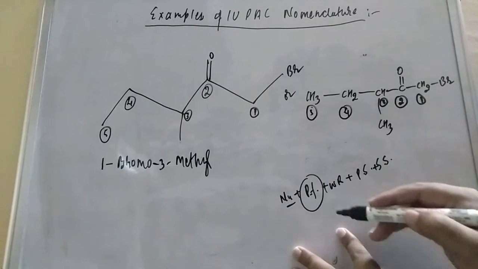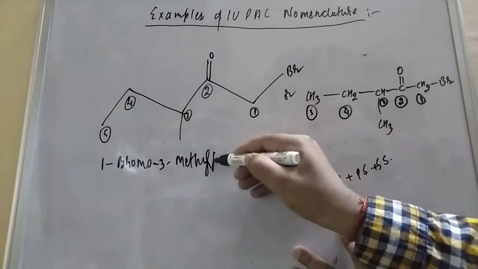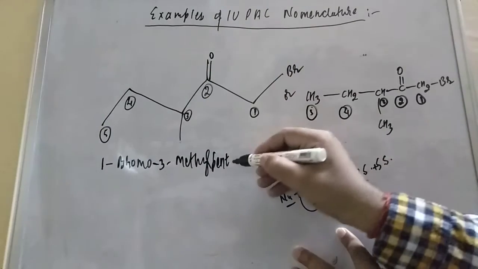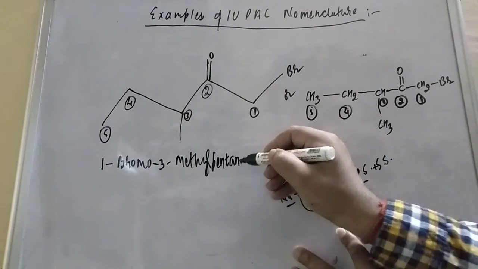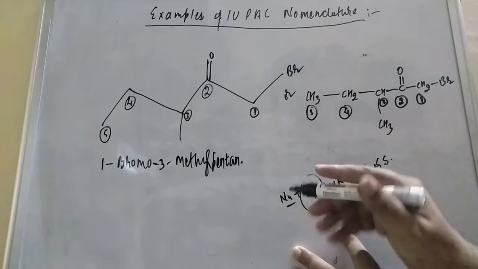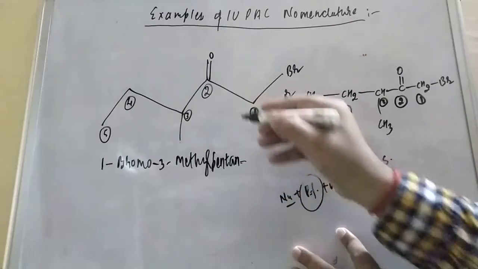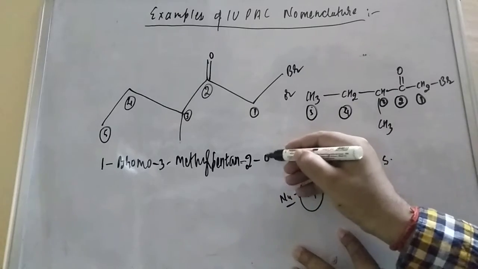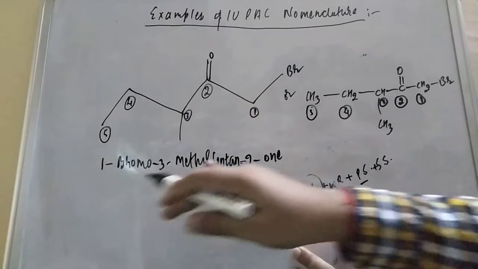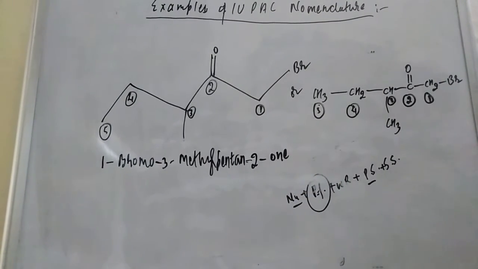Then the word root: how many carbons? 5 carbon, that is pent. Primary suffix, student: what kind of bond is there? Single bond, so that is pentane. E we are not writing, student, because two vowels cannot be together. Pentane, and on second position the secondary suffix is there, pentane 2-one. So 1 bromo 3 methyl pentane 2-one. This is the name of this compound, student.